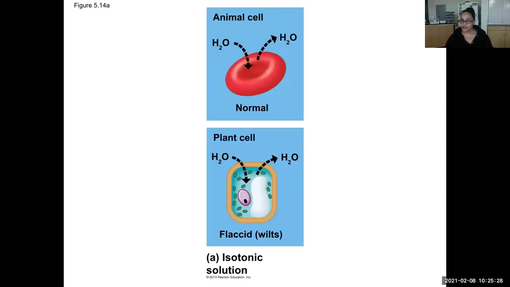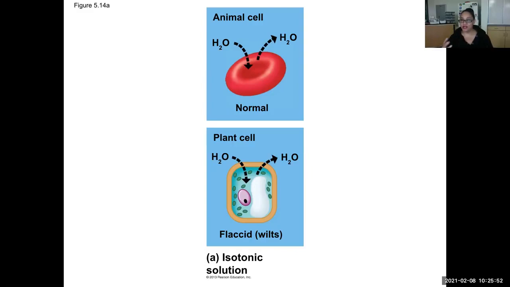So here's a couple examples. In an isotonic solution, animal cells, which is us, and that red disc is a blood cell, like isotonic solutions. We like it when water and solutes are even on both sides. Plant cells, not so much. They need the extra water.